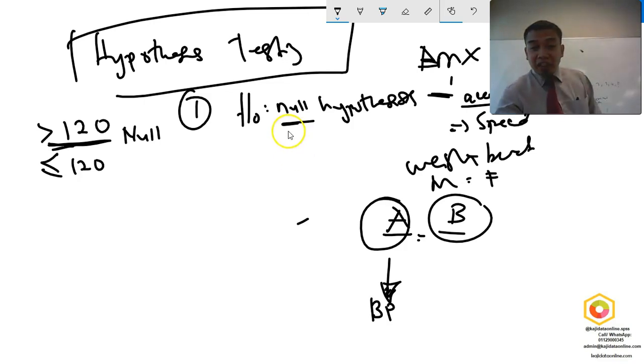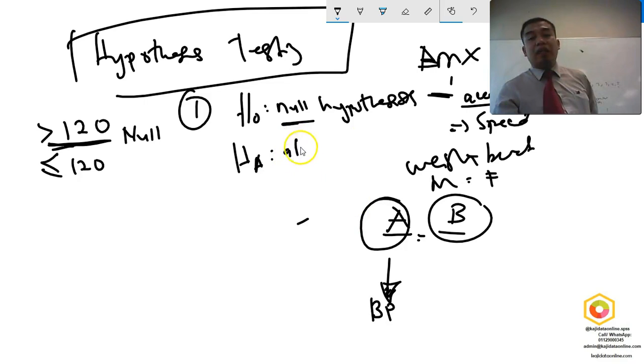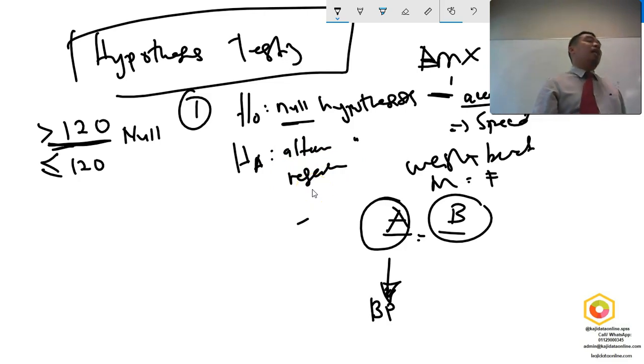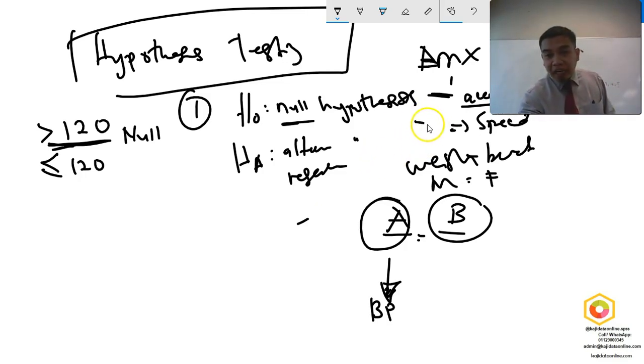The next one is to state your alternative hypothesis, HA, or we call it the research hypothesis. You can call it the alternative hypothesis, or you can call it the research hypothesis. The research hypothesis or alternative hypothesis is actually your research objective or your main idea that you want to highlight. In my case, for example, with this speed, I actually want to say that my car is better than the other car. You see? Because that is the purpose of doing this experiment.